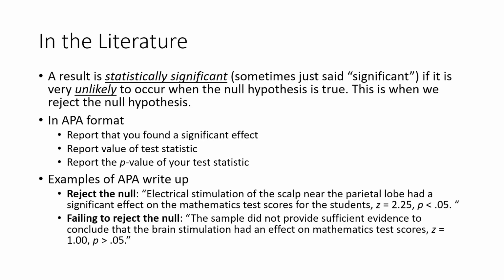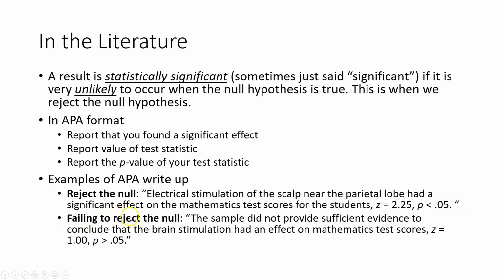So I've got here a couple of examples of how that looks in APA format, depending on which of the z-scores we're talking about. Remember, we computed two. One was 2.25 and one was 1. So if we reject the null, it sounds like this. Electrical stimulation of the scalp near the parietal lobe had a significant effect on the mathematics test scores for the students, comma, z equals 2.25, comma, p less than 0.05, period.